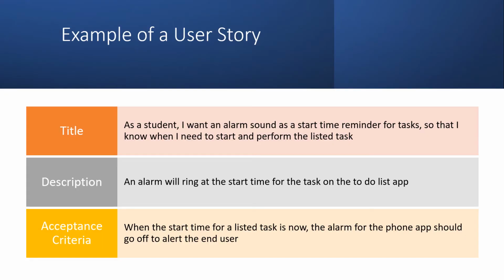The following is an example of how a user story should be written. Once again, when writing a user story, the goal is to feel empathy for the end user, and so it should be written from their perspective. The following example is for a mobile app that is a simple to-do list.